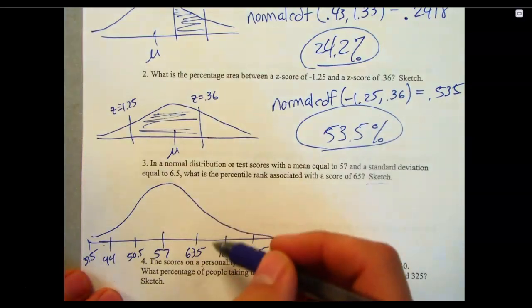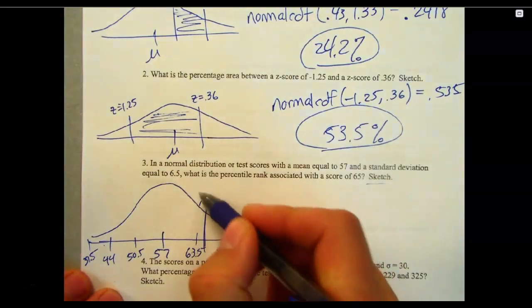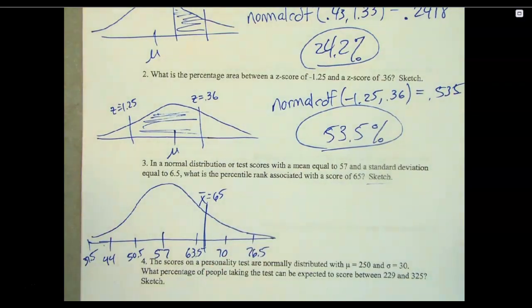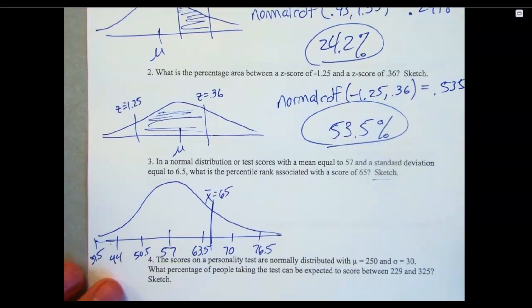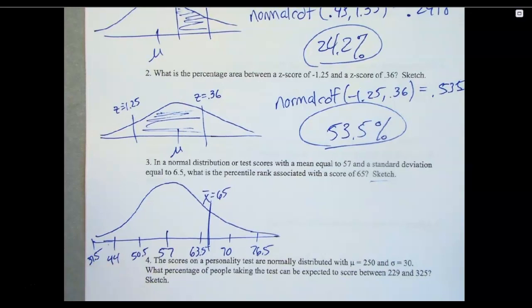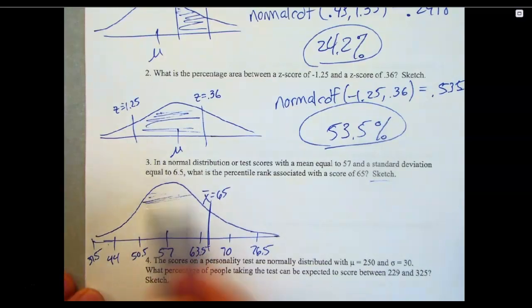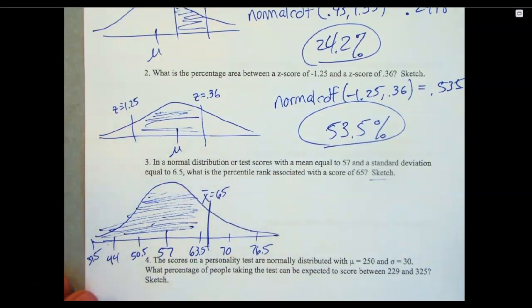Got a score of 65. That's my X bar, so your score is your X bar. And then percentile rank. So am I looking, first of all, normal CDF or inverse norm? Normal CDF, so I'm looking for a percent, and am I looking for the percent above or below? Percentile. Percentile is always below, so I want you to shade in this part. Represent, okay, we're looking for the part below that. And then just kind of think about your answer.